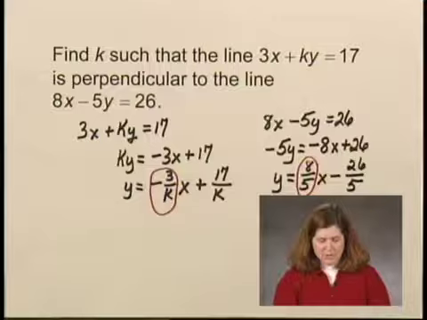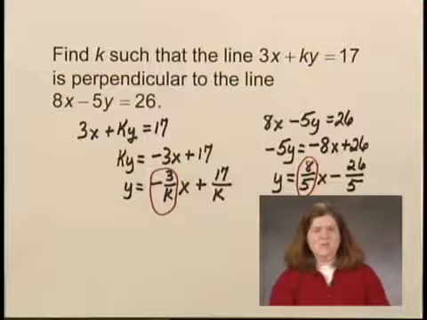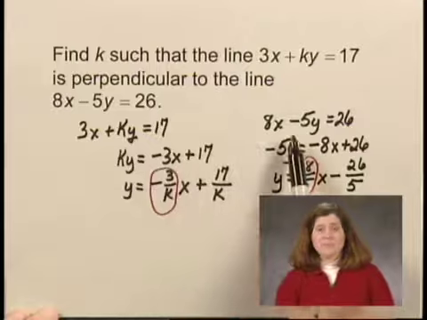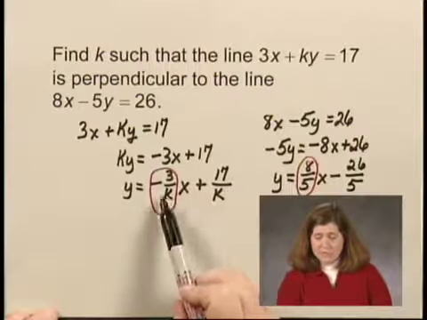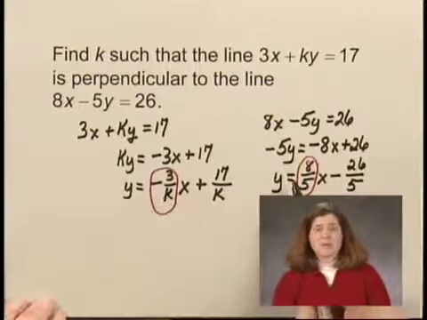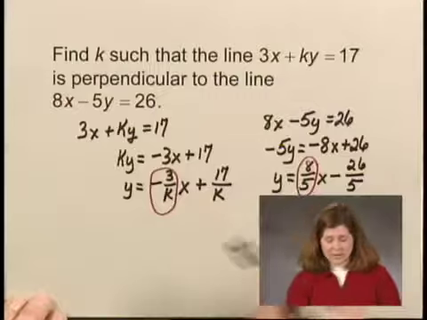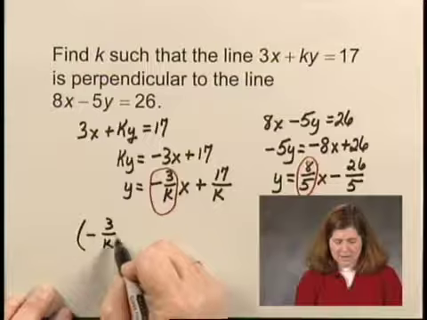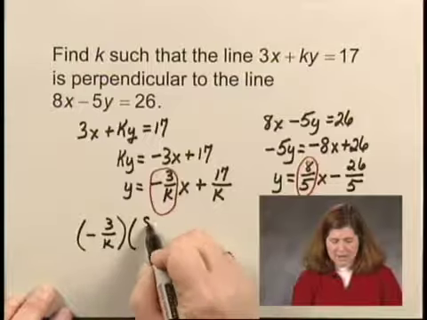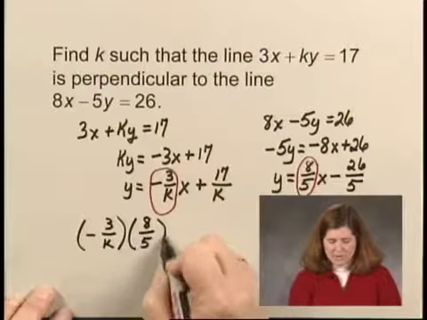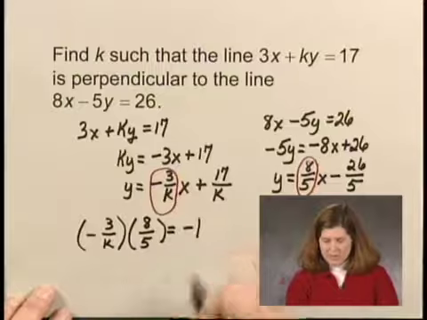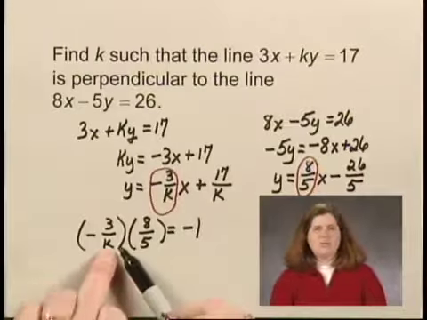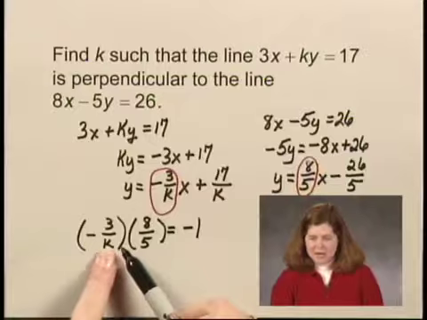Now we find the slope of the two lines. How are they related to each other? This line and this line are perpendicular. That means the product of these slopes has to be -1. So let's write that. -3 over k times 8 over 5 has to equal -1. Well, I only have one variable in here, k. I think I can solve for k now.